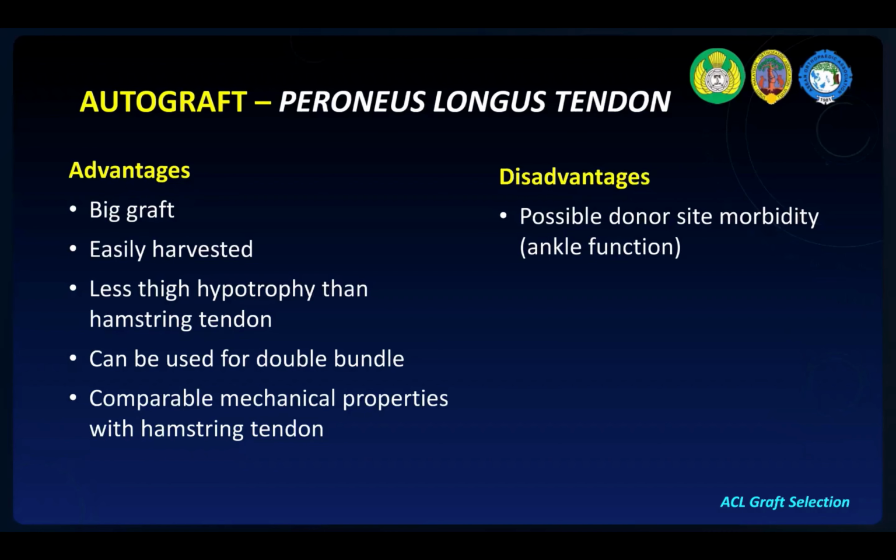The advantages of peroneus longus are that it is a big graft, easily harvested, with less thigh hypertrophy than hamstring tendon. It can be used for double bundle, and it has comparable mechanical properties with hamstring tendon. The disadvantage of peroneus longus tendon is possible donor site morbidity, although some studies, including our study, show that there are no differences in ankle function compared with the contralateral side.